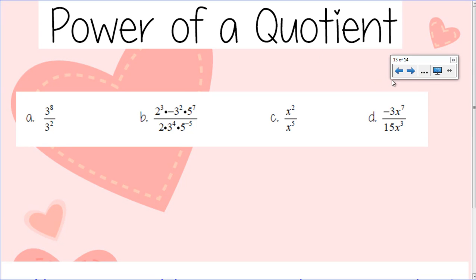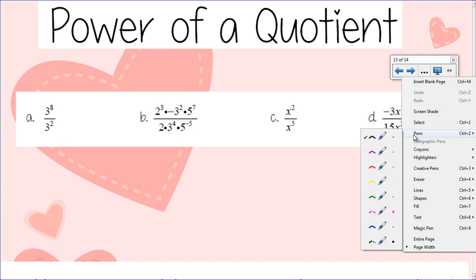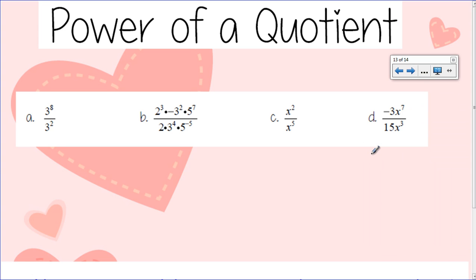Okay, kiddos, today we are going to talk about dividing when we're using exponents. So far we have talked about negative exponents and the power of 0. We've talked about multiplying with exponents. Now we're going to divide.